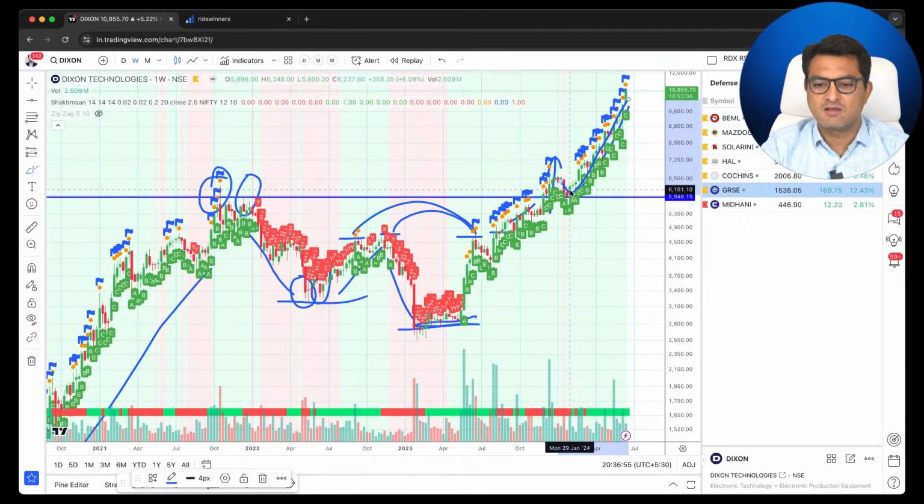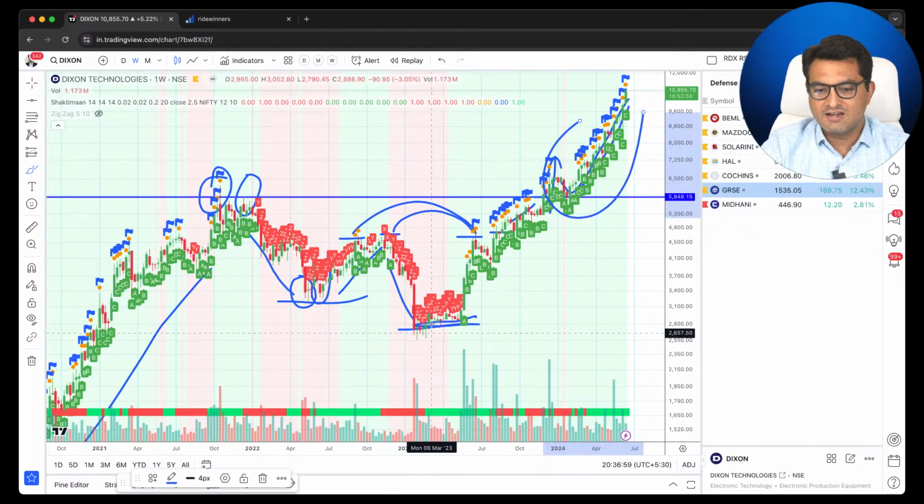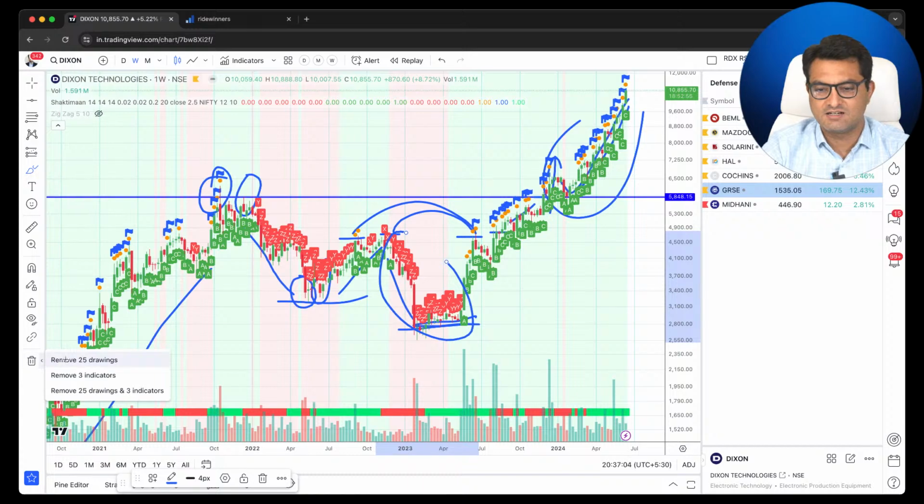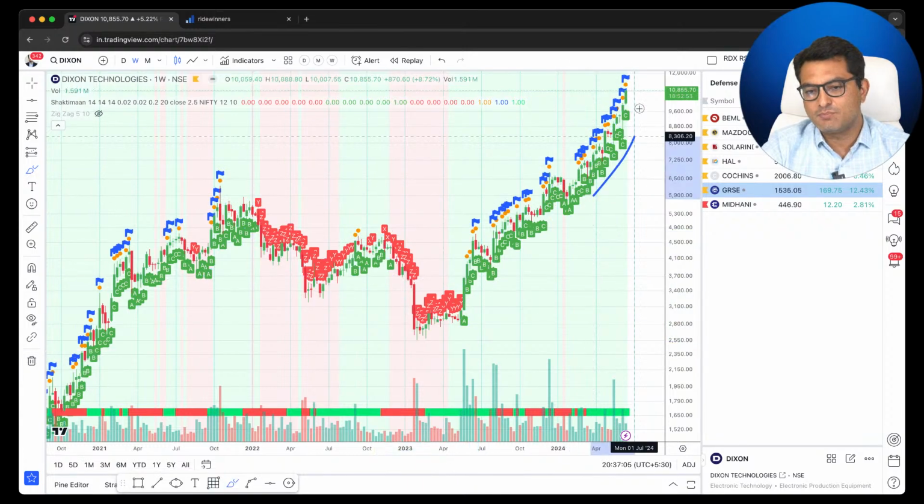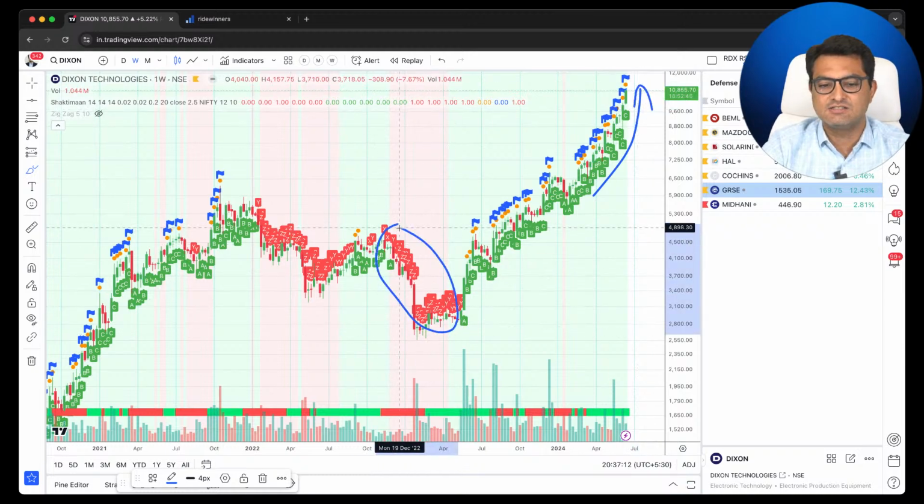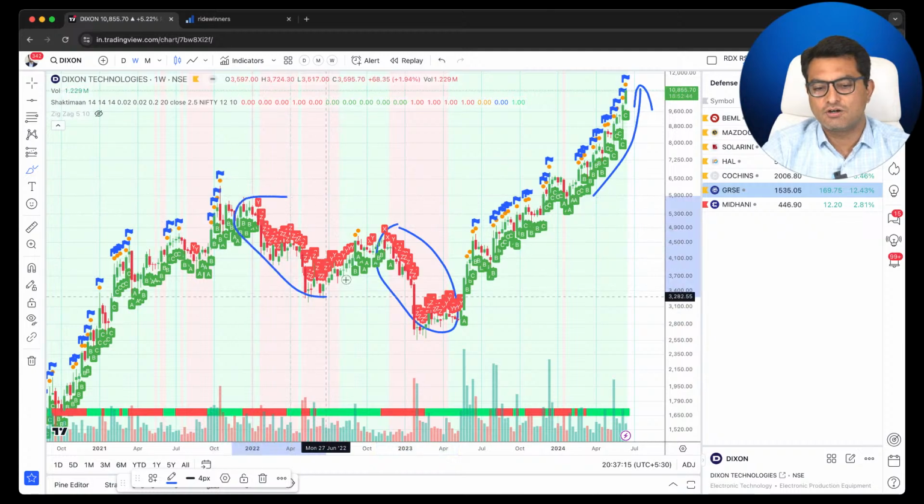And then for exit, we use an indicator called Shaktiman. Only when it becomes red like this do we exit. But as long as it is green, we keep riding it. So this is how you ride winners with your technicals. And you can also take exit decisions when things are not going in your favor.